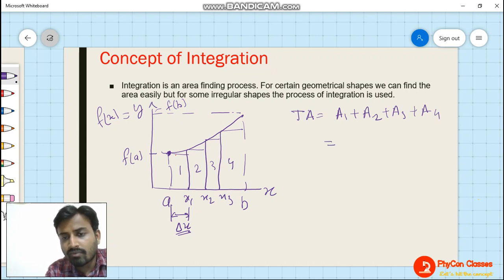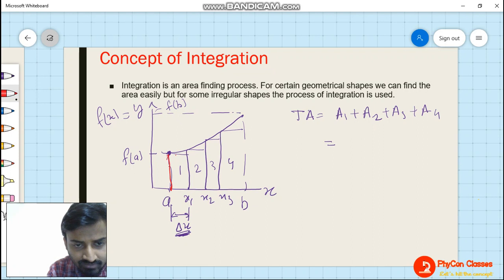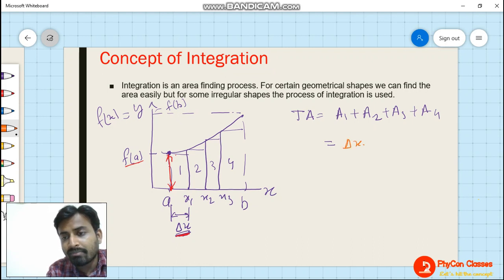So what is the a1 value? Tell me, how to find a1? a1 will be equal to this width multiplied with this length. And what is that length? Tell me this length, red color. This length is equal to the functional value f of a. So we can write delta x multiplied with the functional value. That will be the area of 1. So delta x multiplied with the functional value at A.